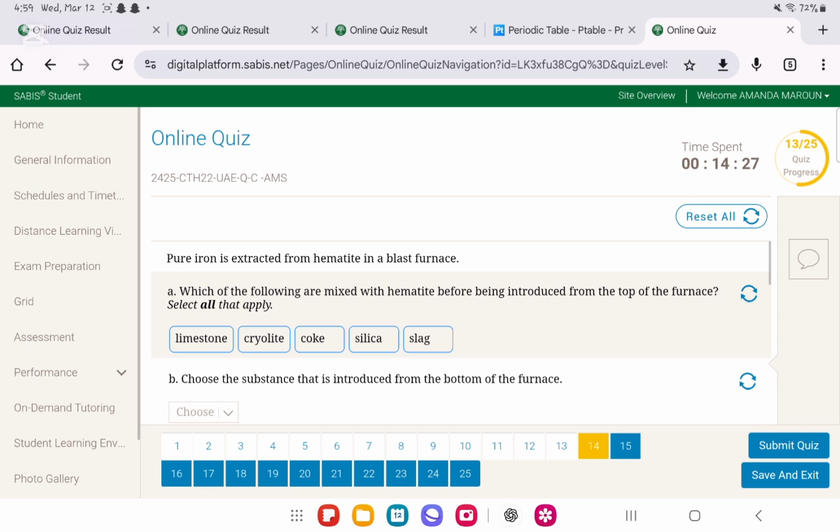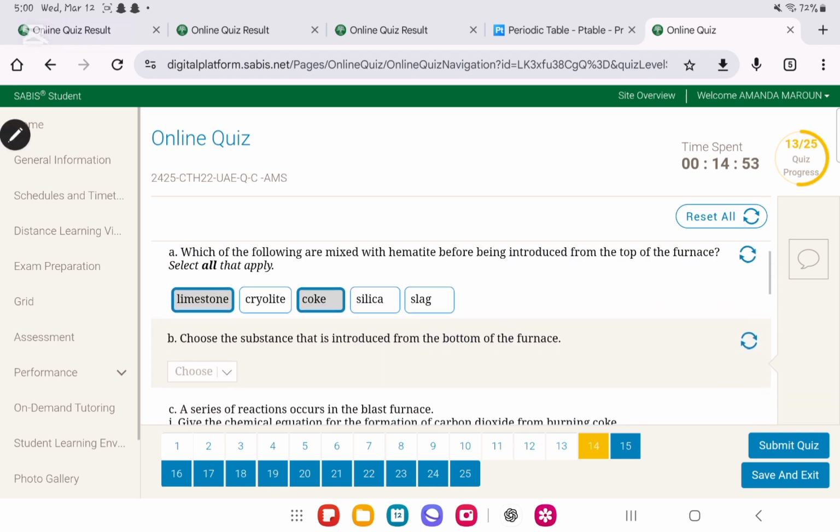You should know that at the beginning of the blast furnace operation, it will be the iron ore. It will mix with coke, which is the carbon as a solid, and it will mix with limestone, as well as with hot air. But since hot air is not an option, we're not going to choose it. You choose only coke and limestone.